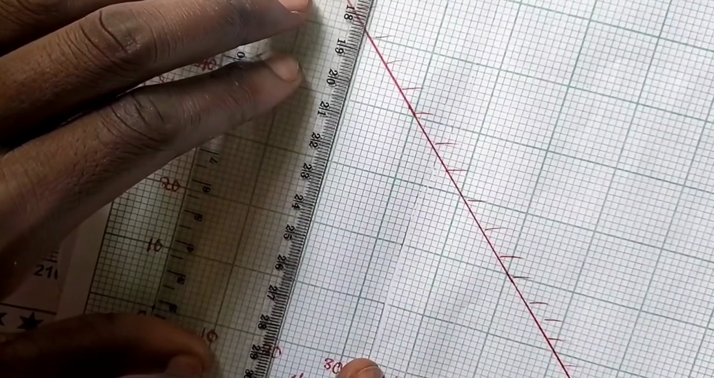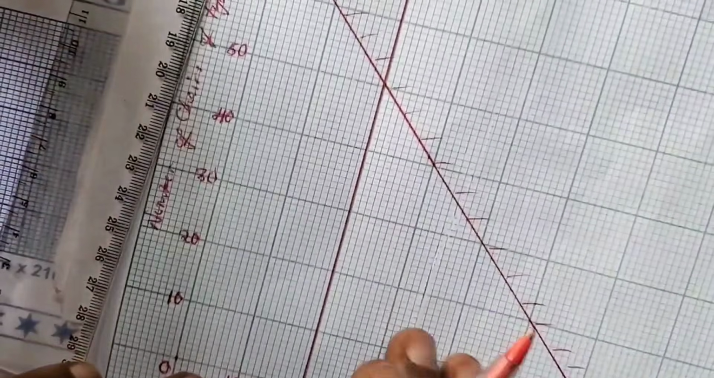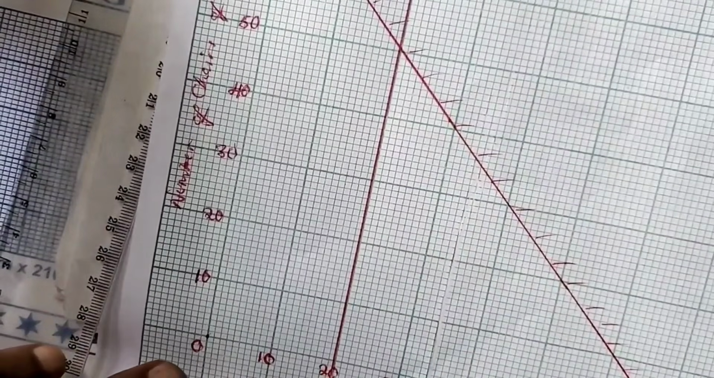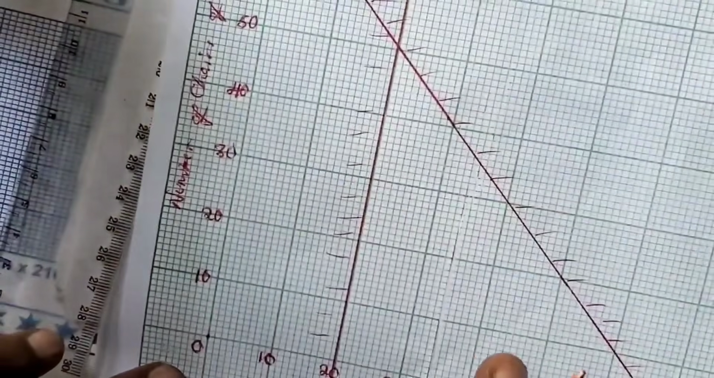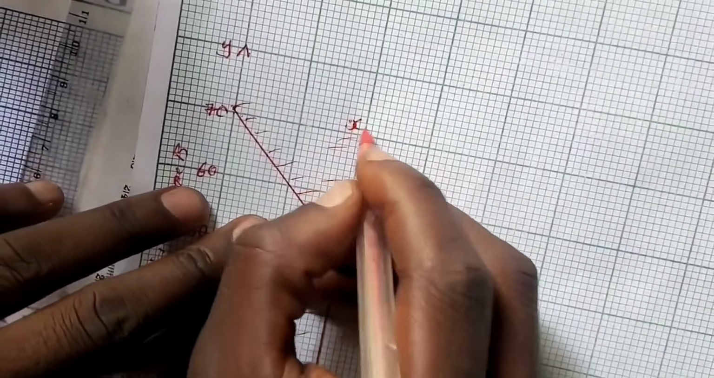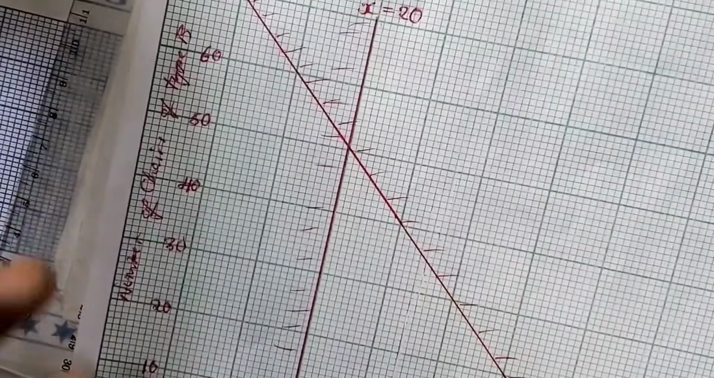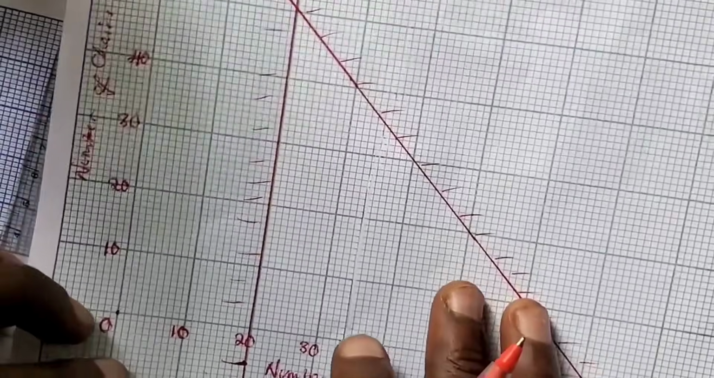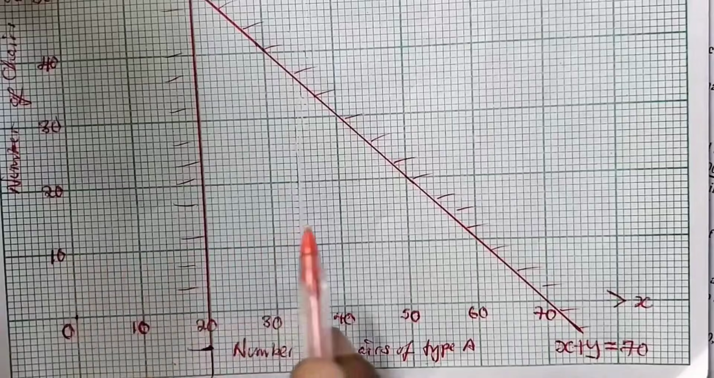All right, so it's going to be like this. Go to 20. Then this is greater than or equal to, we're going to shade the less than part, which is this side. Okay, so we can indicate here this is x equals 20. Then the other one is y is greater than or equal to 10. So where y equals 10 is here.